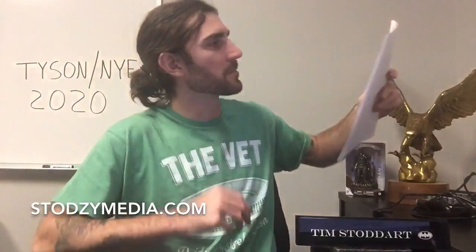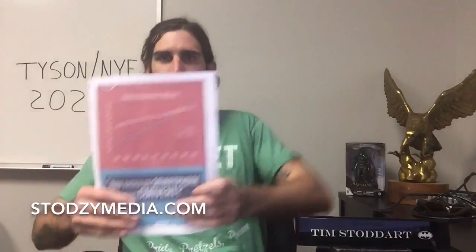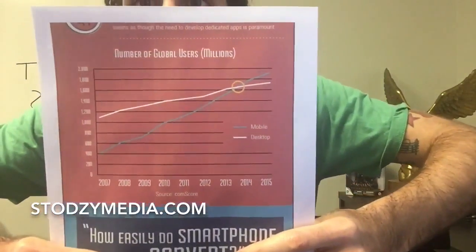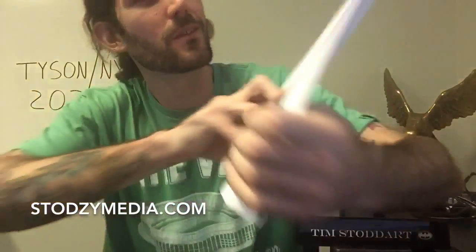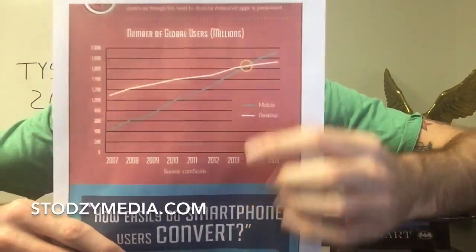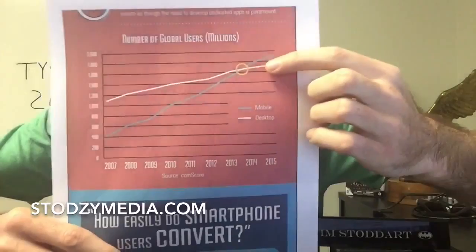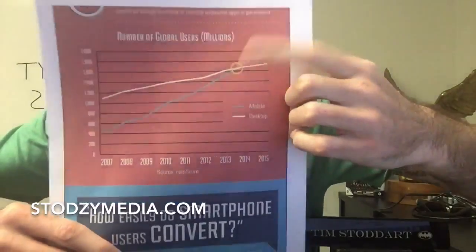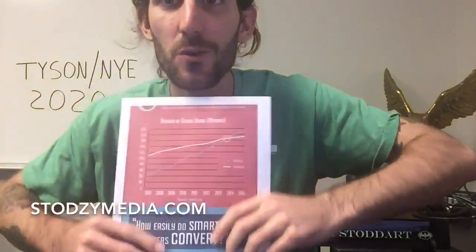Actually, I printed something out for you. Look at this. Of global users, this one's mobile. This one's desktop. More people are on their cell phones. And this is 2 years ago. This is old news. So you guys got to catch up. Stop designing your websites on a desktop.